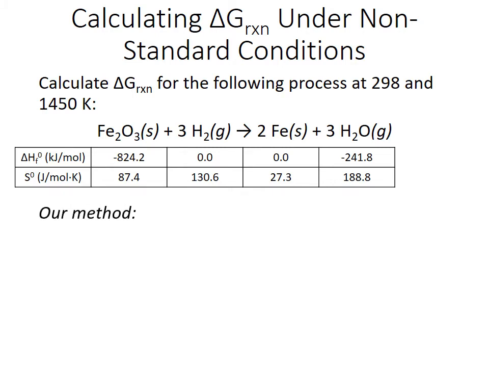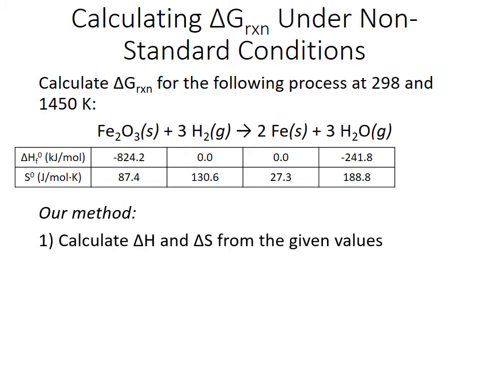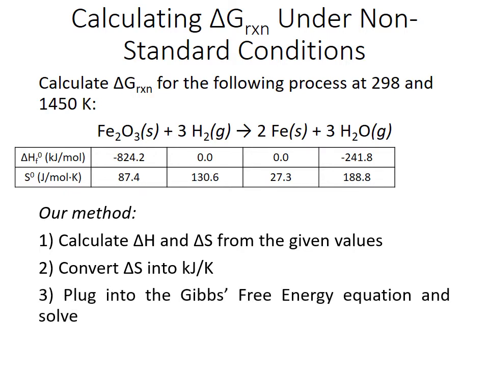Our method. We're first going to calculate the delta H and the delta S for this reaction from the given values. Then we're going to convert that delta S into kilojoules per Kelvin, and then we're going to plug all of that into the Gibbs free energy equation and solve. Let's begin with delta H reaction.